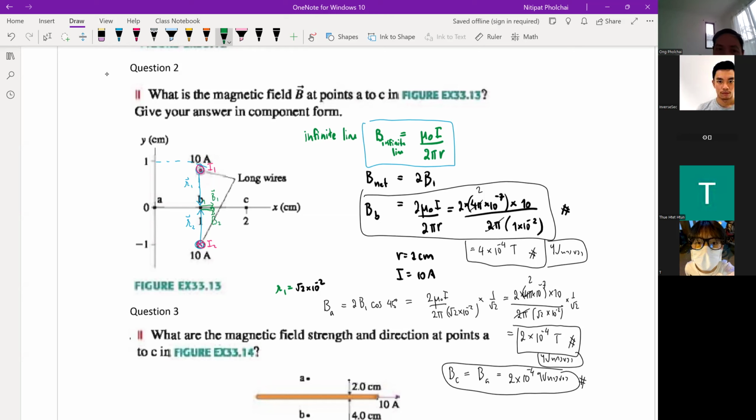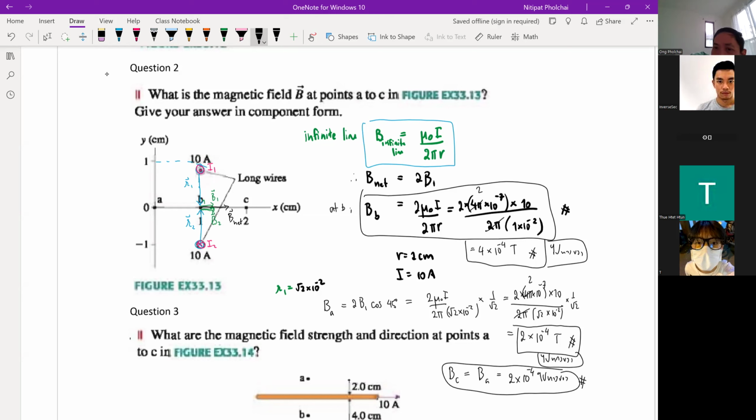And you know these have the same magnitude, right? So I know that my net magnetic field is going to be twice B1. This is my net magnetic field. So I have this from the picture. I get this B net is going to be 2 B1. So at point B, my magnetic field is going to be twice mu naught I over 2 pi R.